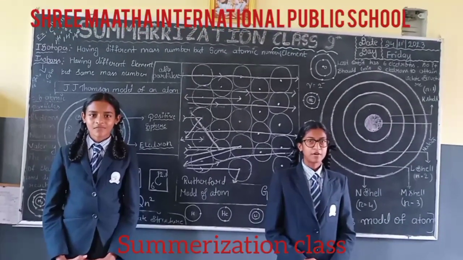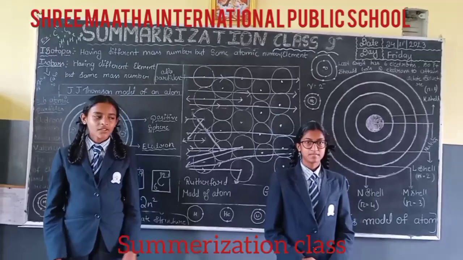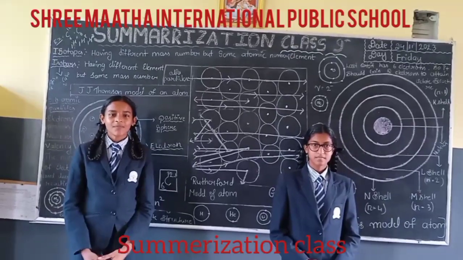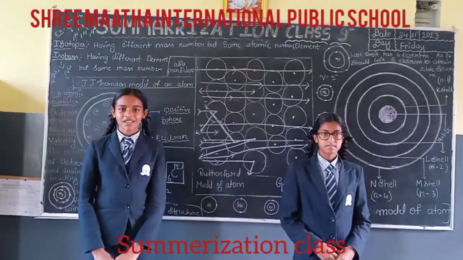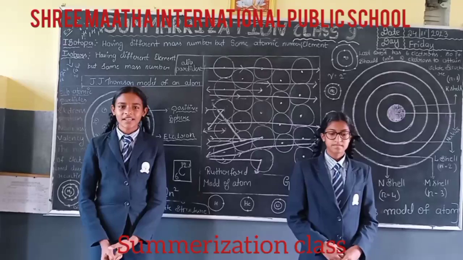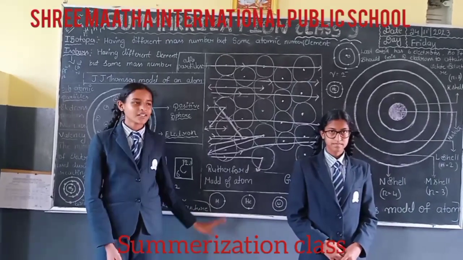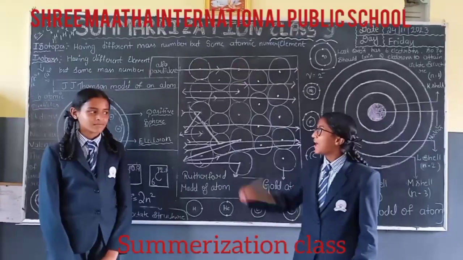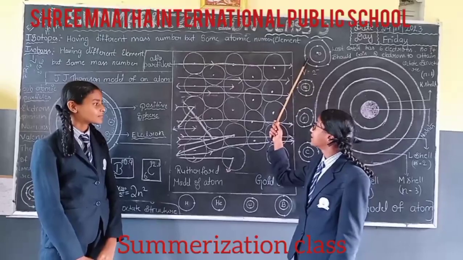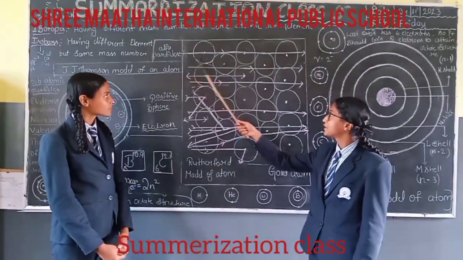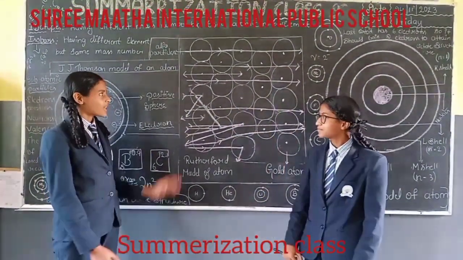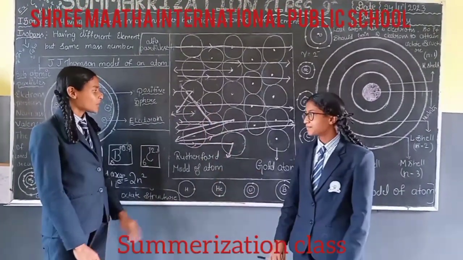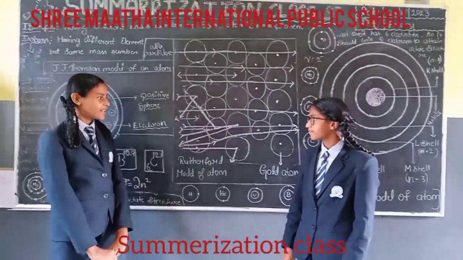Now let us know about the Rutherford model of an atom. The Rutherford model consists of a positively charged nucleus containing protons and neutrons. Alpha particles were directed at the atom. Most alpha rays pass straight through because there is empty space in an atom. Some alpha rays deviate slightly because the positively charged part occupies some space.